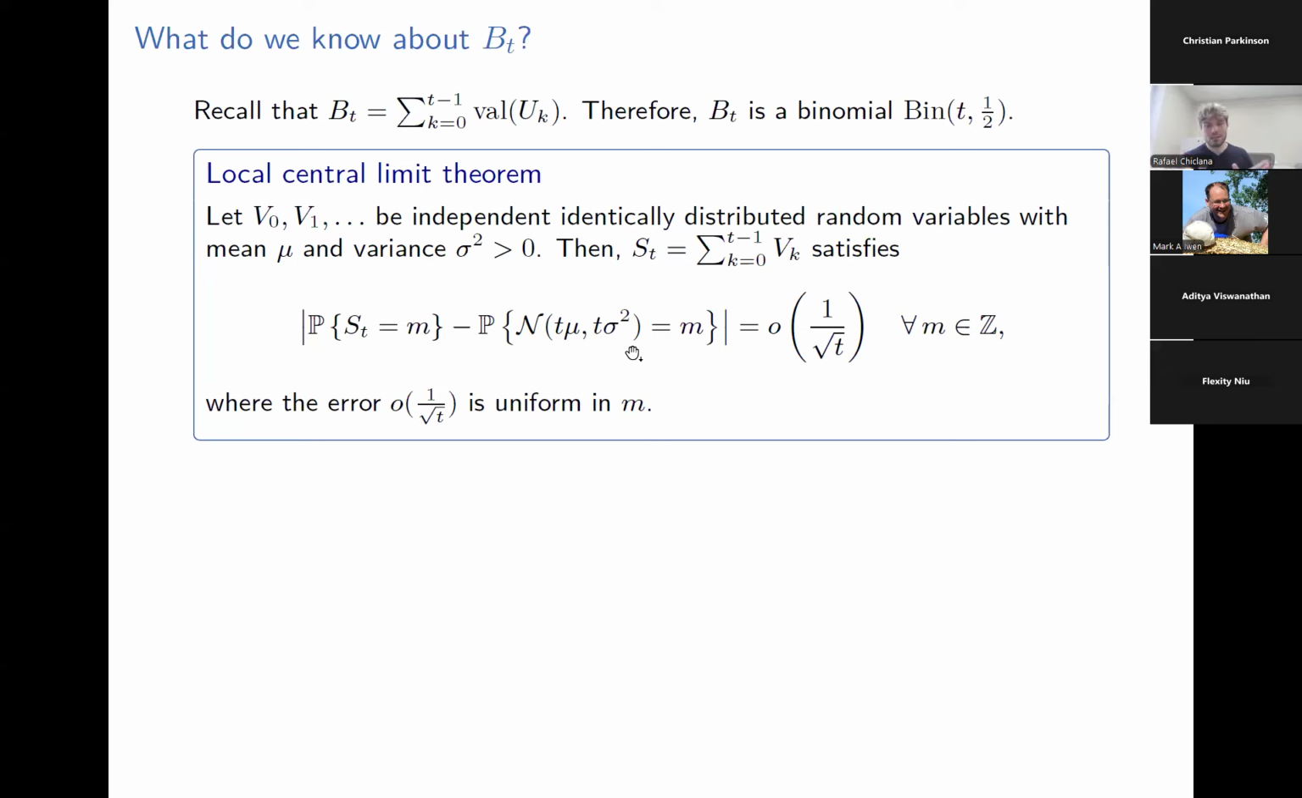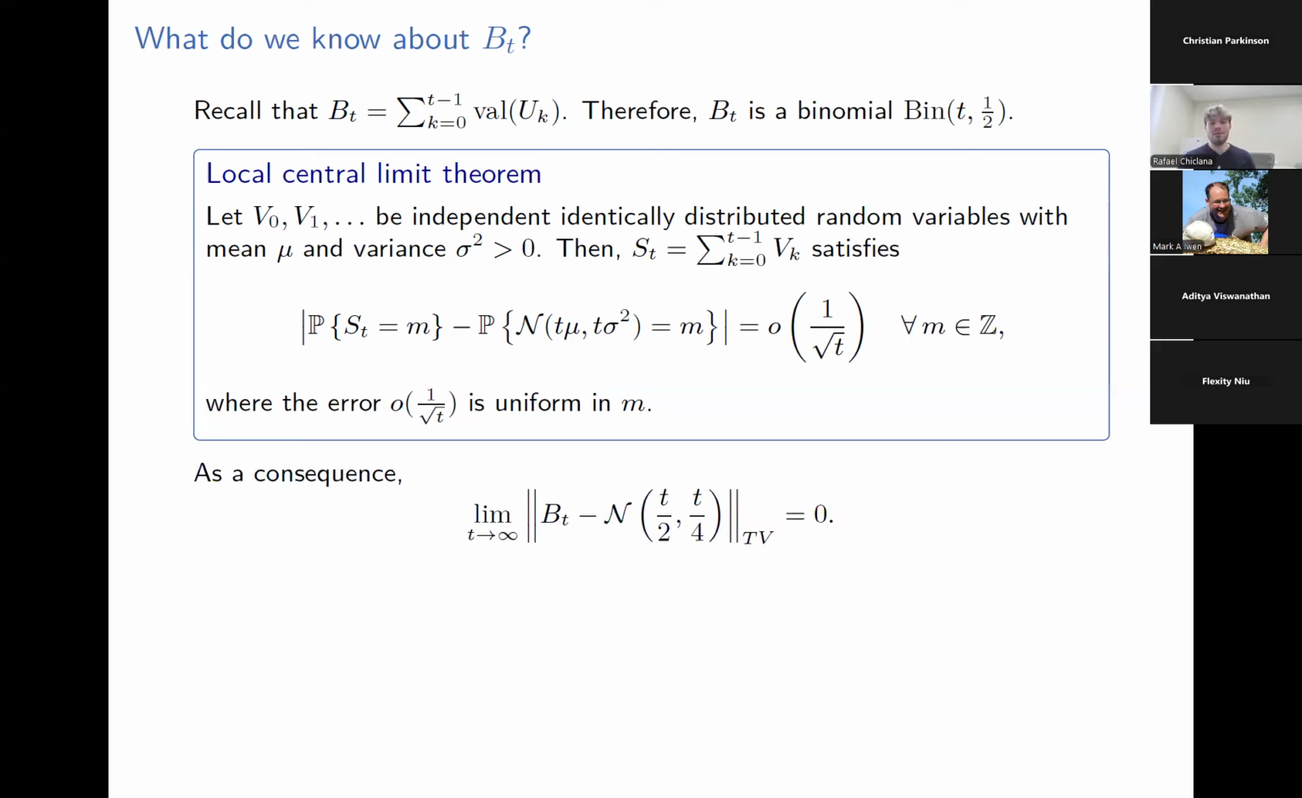So to be rigorous, we should have here the density of the normal, but let's just think that the probability that my variable takes the value m will be the same, up to a very small error of 1/√t, as the value that the normal distribution has around that point, around m. Okay, and the error is uniform in m. So this is the local central limit theorem. As t goes to infinity, a binomial behaves as a normal distribution.